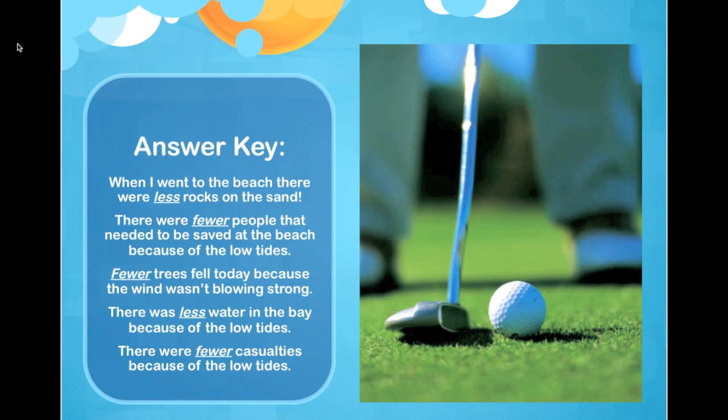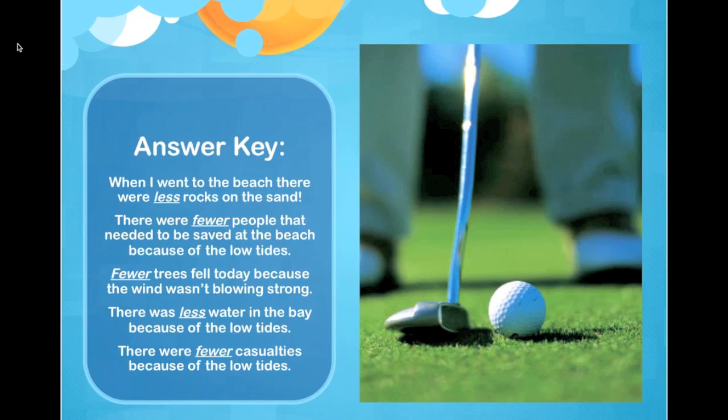Fewer trees fell today because the wind wasn't blowing strong. I chose fewer as the correct answer because it represented a set amount of trees that might have been logged. I mean, you could use less if there was nothing being counted and there were constant trees falling, but if there's just maybe one or two a day, fewer would be the correct answer.